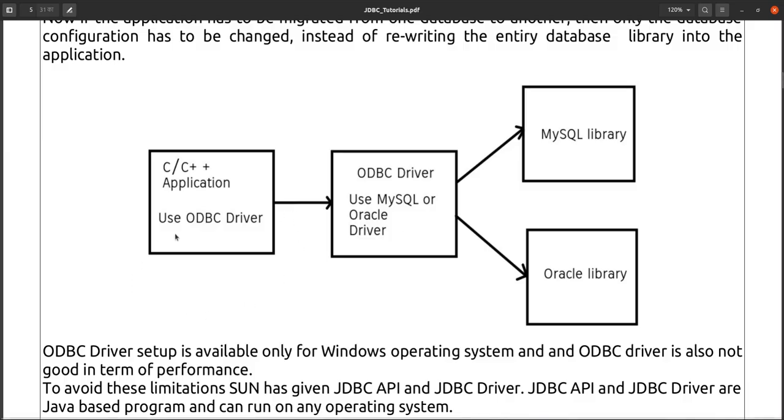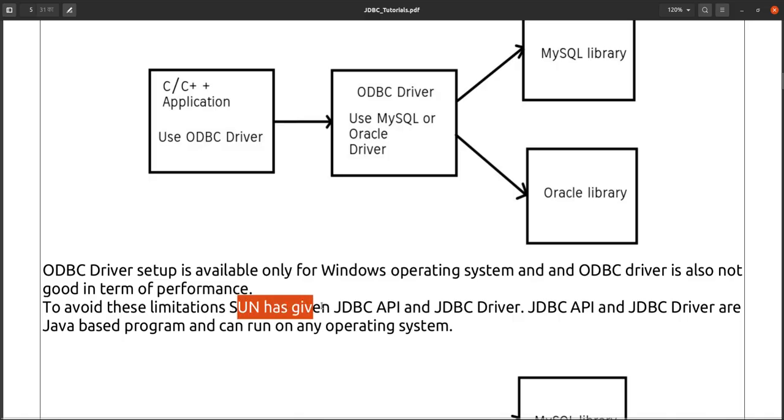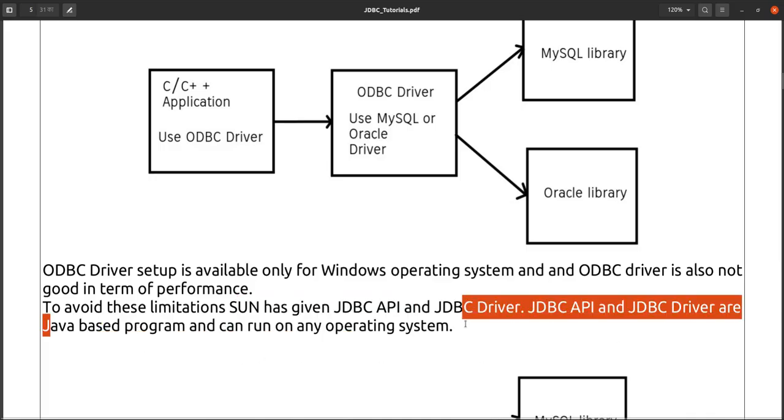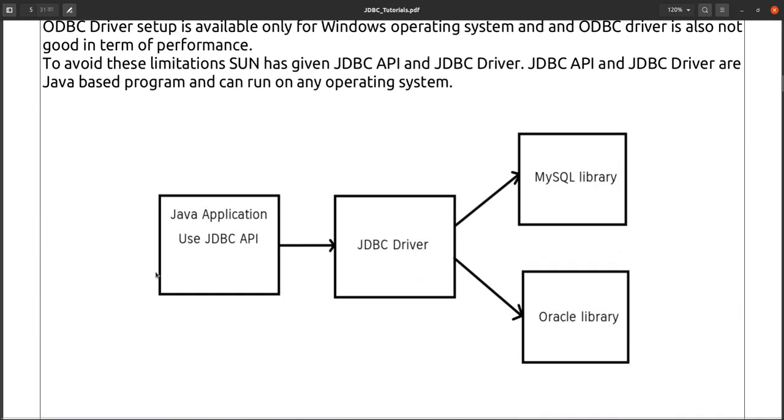So to do that, Sun Microsystems has given the JDBC API, which is not dependent on any operating system and is pure Java code, so it can run on any platform. So the JDBC API and JDBC driver are Java-based programs and can run on any operating system. For that purpose, a Java application will use the JDBC API, and then the JDBC API will use the JDBC driver, and the JDBC driver is nothing but the implementation of JDBC, and that can run on any of the applications.